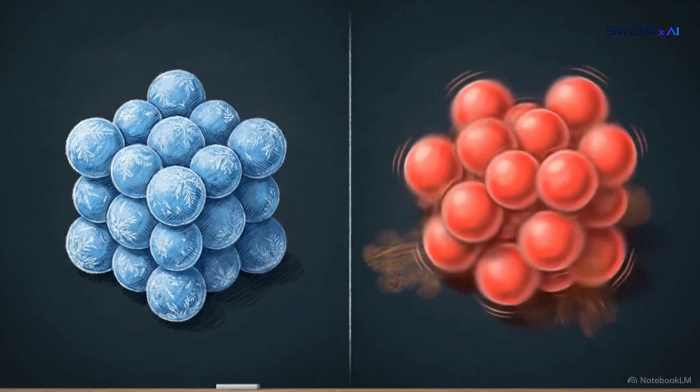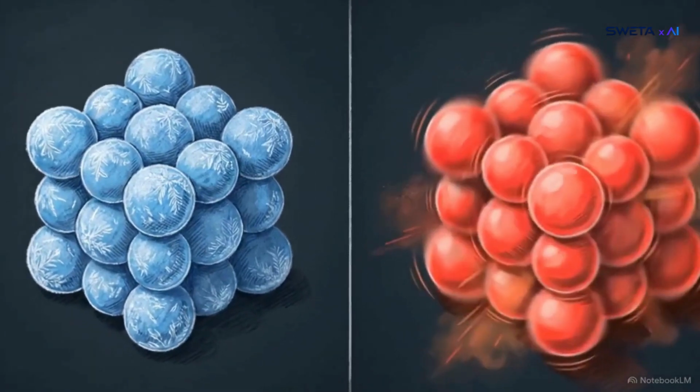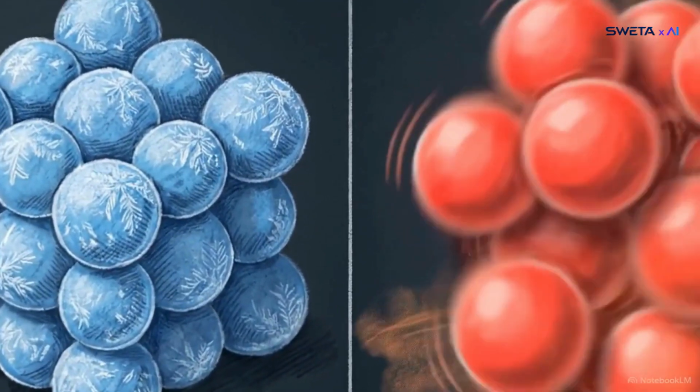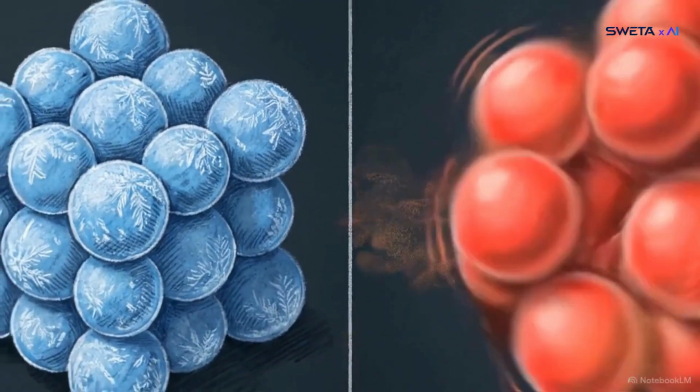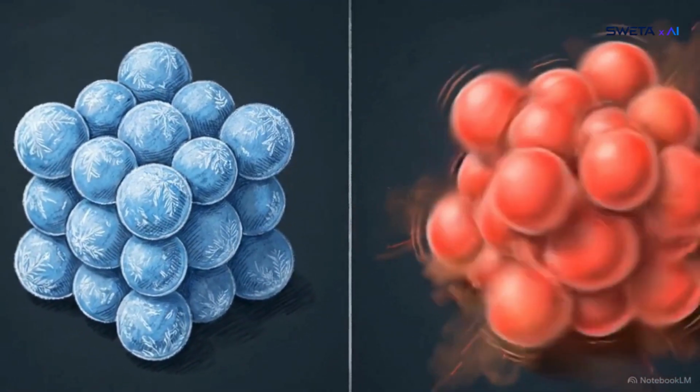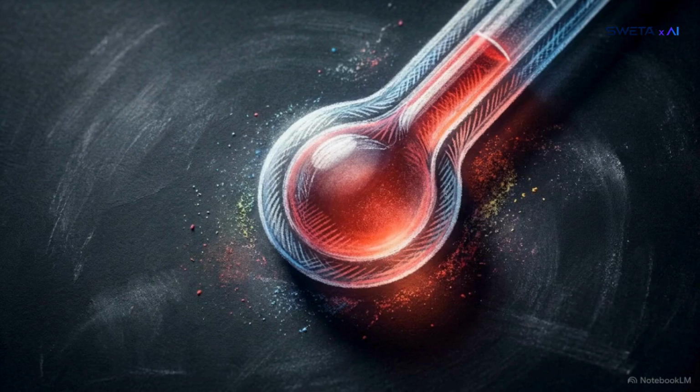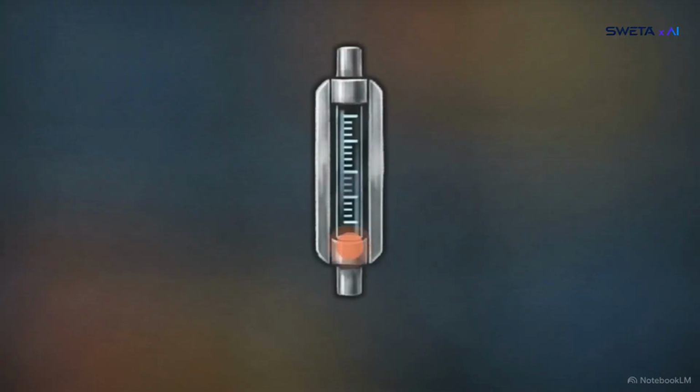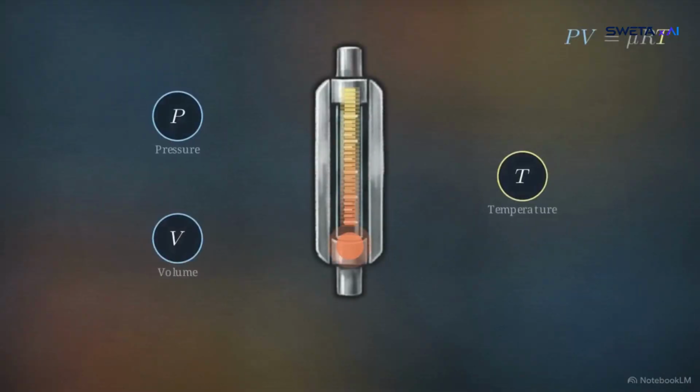Observe the same material in two states. Left, matter at its coldest limit is completely static. Right, molecules are in violent motion. This microscopic kinetic energy is what we identify as temperature. We measure the intensity of this motion using the Kelvin scale, the standard for all thermodynamic calculations.